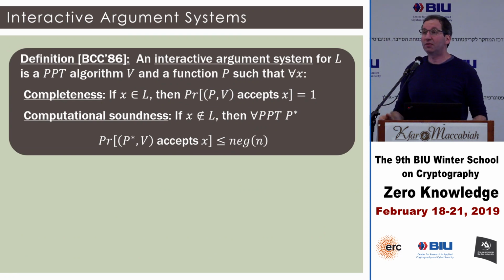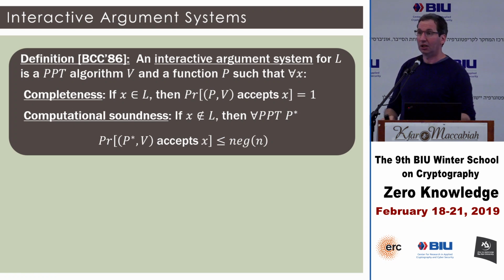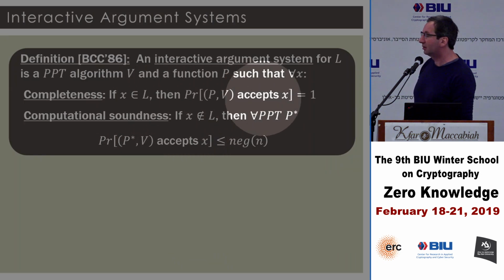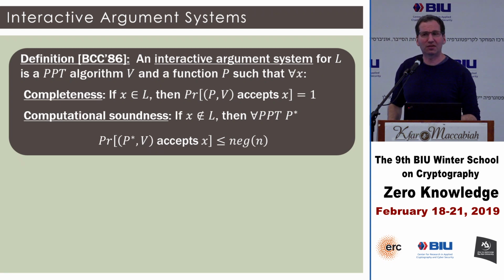So this brings us to the definition of arguments, which, by the way, appeared very shortly after the Goldwasser-Micali-Rackoff paper and the Goldreich-Micali-Wigderson paper, by Brassard, Chaum, and Crépeau. And they define an interactive argument system, as opposed to proof, for a language L. They require the following two properties. One is completeness. It's as usual. Perfect completeness: if X is in the language, then the prover always convinces the verifier.